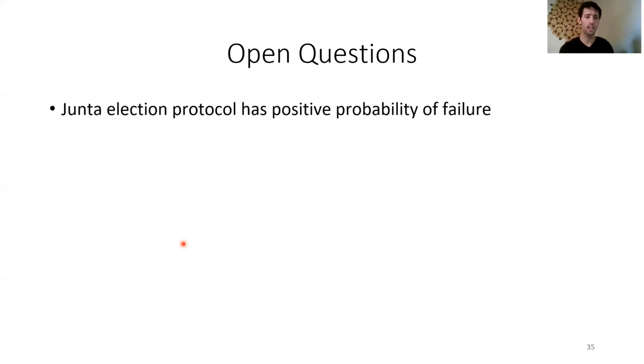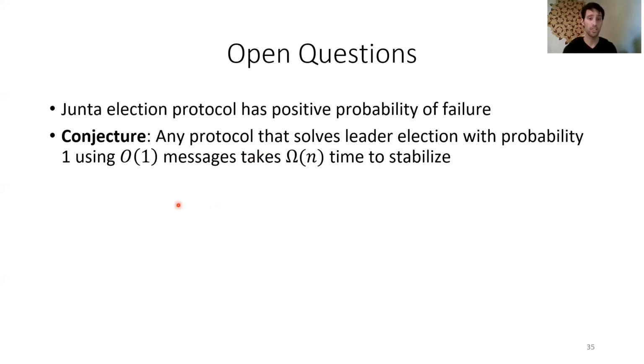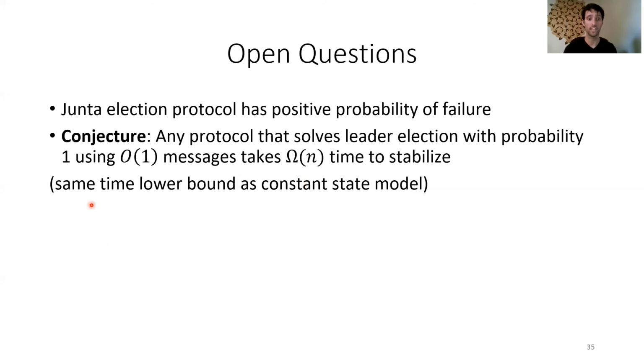Now, to sum up, I wanted to call attention to one very key open question from our work. And that is, the Junta election protocol that we proposed has a small but positive probability of failure. Thus, if we were to use that to solve leader election, we would also have a small positive probability of failure. And we actually conjecture that any protocol that solves leader election with probability 1 using a constant size message set is going to still take linear time to stabilize. In other words, the same time lower bound as the constant state model, we think still holds with constant messages, even if the internal states are allowed to grow larger.